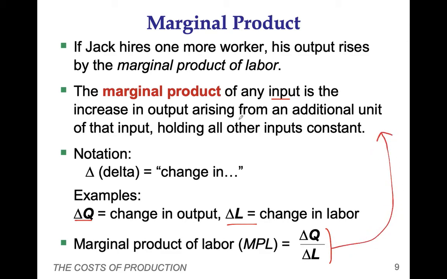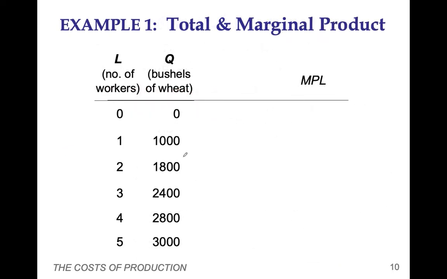which tells us about the increase in output arising from an additional unit of that input. So let's compute the marginal product of labor for Jack. Here we put again the data about labor and the corresponding quantity of output for each number of workers. So you can compute the marginal product of labor by dividing delta Q over delta L.